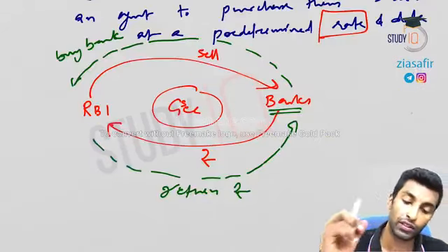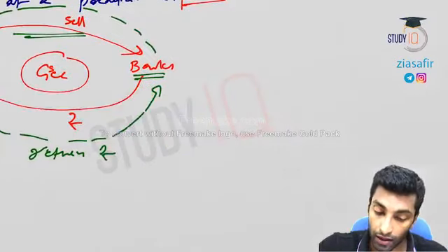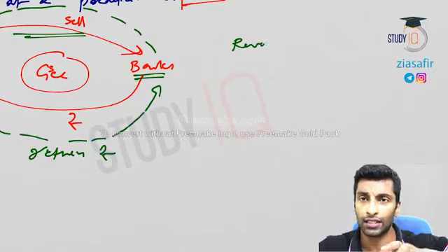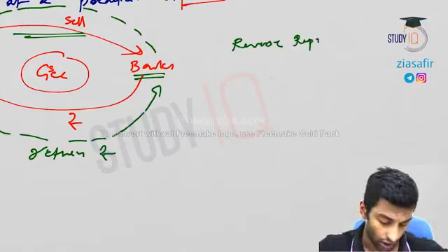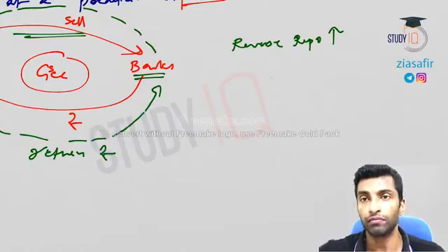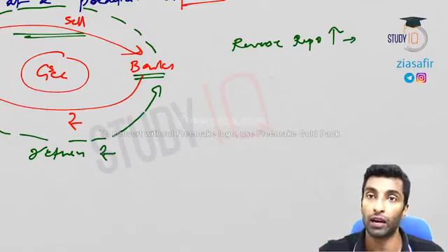Now what will happen if reverse repo is increasing? The rate at which this transaction happens is what you call reverse repo. Reverse repo increasing means what will happen? Banks will buy government securities, so banks will keep money with RBI.